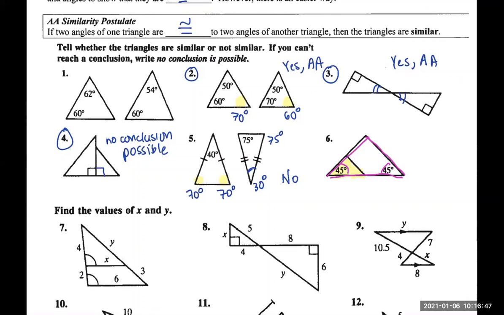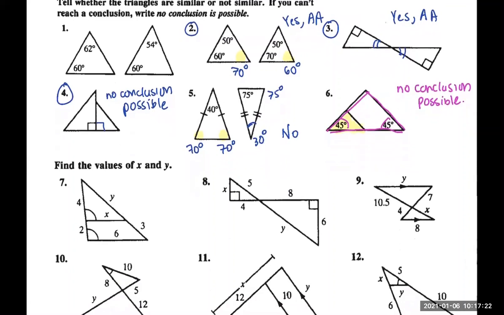Someone said that the base angles of both triangles are 45 degrees. But that is true only of the pink triangle, that these are 45 degrees and that's 90. Technically, we don't know that this base angle is 45 as well, unless these lines were parallel to each other. So very tricky on that one. Okay, so we would have to know that these lines are parallel in order for these corresponding angles to be congruent. So this is not enough information, so no conclusion possible. Yeah, that one's a tricky one.